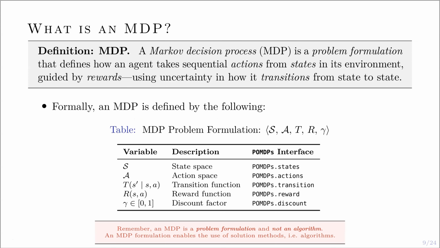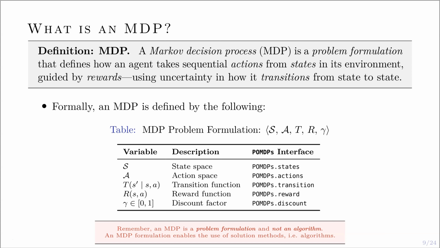So what is an MDP? A Markov decision process, or an MDP, is a problem formulation that defines how an agent takes sequential actions from a state in some environment, and it's guided by rewards. And this uses uncertainty in how it transitions from state to state. And it's called Markov because it only relies on the current state and it transitions to some future state. So there's no memory of all of the past states. And this allows this problem formulation to be applied much more broadly.